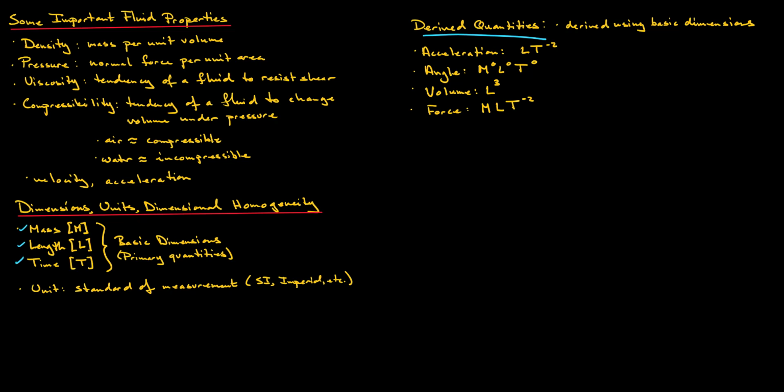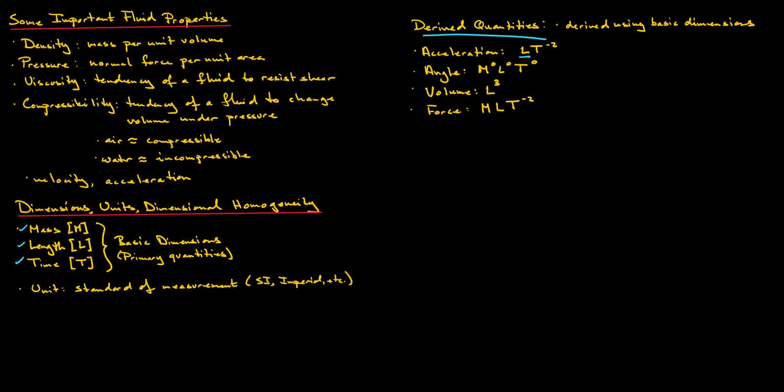With these primary quantities, we can describe secondary quantities, which are sometimes referred to as derived quantities. These are combinations of the primary or basic dimensions. I've included a few from a very long list that are quite common in fluid mechanics. For example, acceleration in SI units is meters per second squared. Meters is a length, so we indicate that we have an L here. Per second squared, that's a time, to the negative 2.